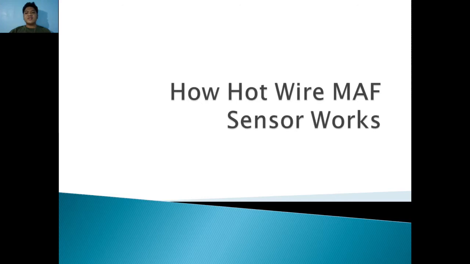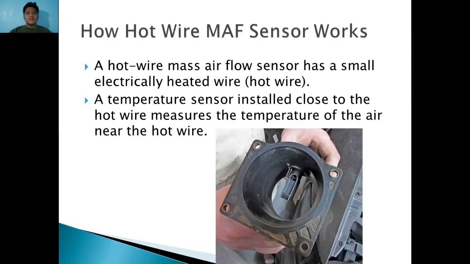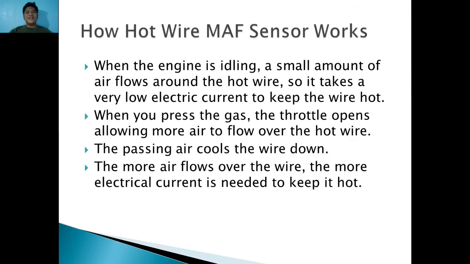How hot wire MAF sensors work. A hot wire mass airflow sensor has a small electrically heated wire, the hot wire as it's called. A temperature sensor installed close to the hot wire measures the temperature of the air near the hot wire. When the engine is idling, a small amount of air flows around the hot wire, so it takes a very low electric current to keep the wire hot. When you press the gas, the throttle opens, allowing more air to flow over the hot wire. The passing air cools the wire down.